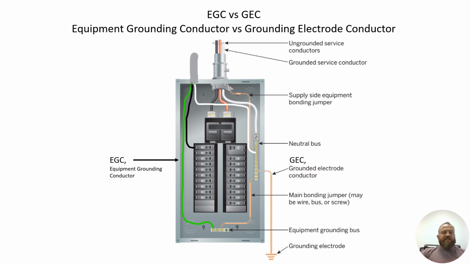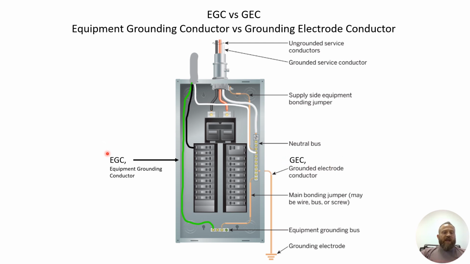In this slide, you can see the differences between the EGC and the GEC. The GEC is the grounded electrode conductor. And then down here we have the grounding electrodes. So basically the ground rods or the UFER are the grounding electrodes. The wire that runs from them that goes over to the panel is the grounding electrode conductor.